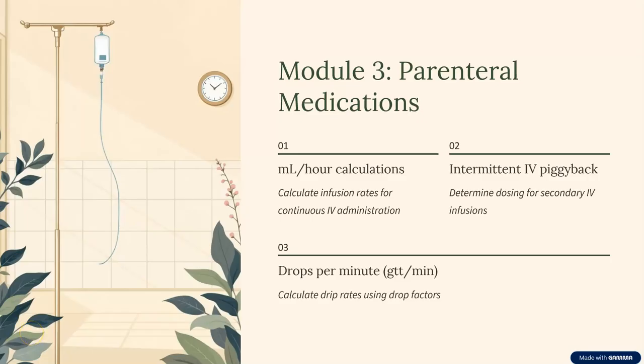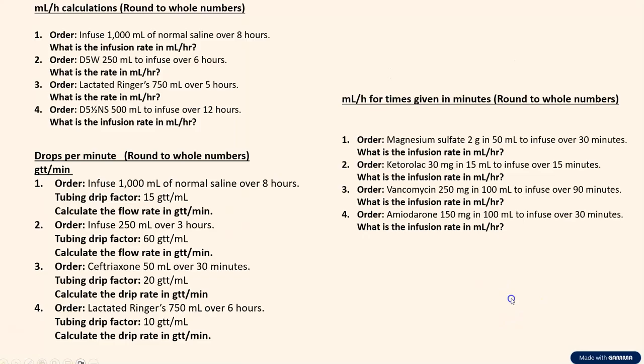Let's move on to Module 3. In Module 3, we looked at parenteral medications. There are three main calculations that we looked at with parenteral medications. We looked at milliliter per hour calculations. We looked at intermittent IV piggyback calculations, also called secondary IV infusions, generally given in minutes rather than hours. And we looked at drops per minute calculations, using drop factors for when you do not have an electronic IV pump available. And of course, on the next page, I've got a bunch of practice problems to do exactly that.